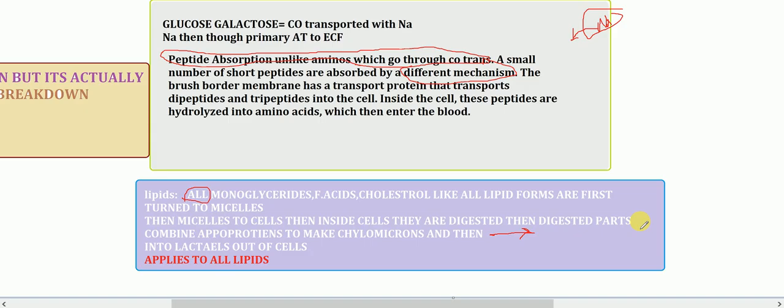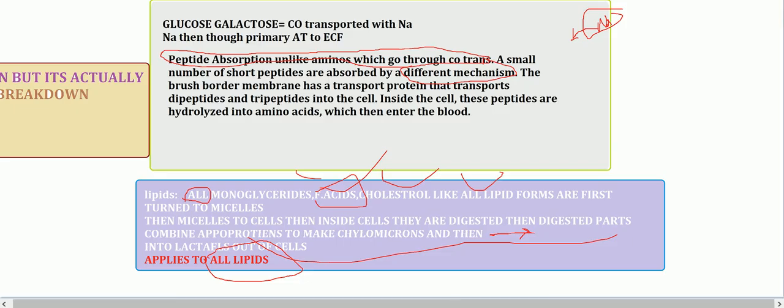We have read this whole story in our first year, right? It applies to all lipids, like cholesterol, the phospholipids, or even the fatty acids alone. Whatever is related to lipids falls into this category of absorption, this pattern of absorption.